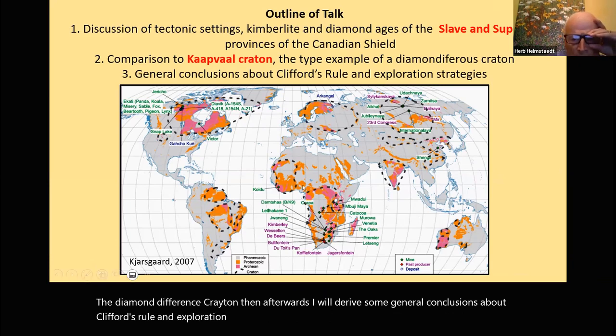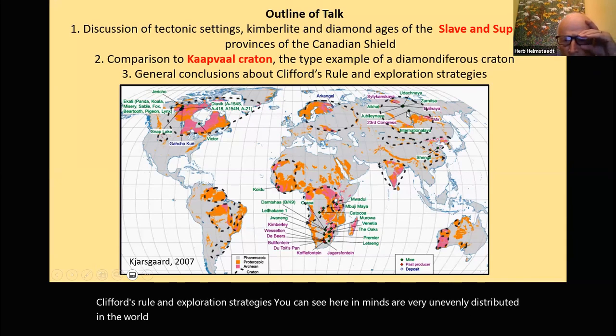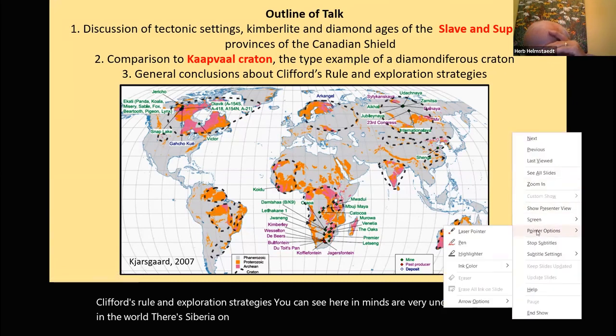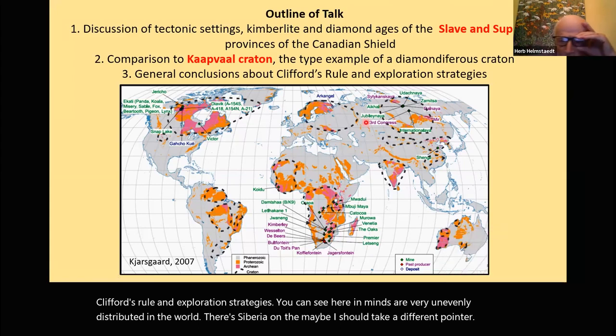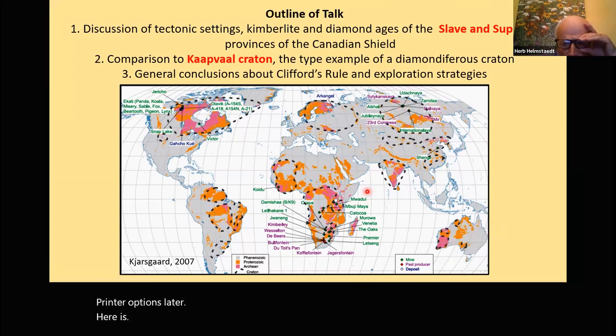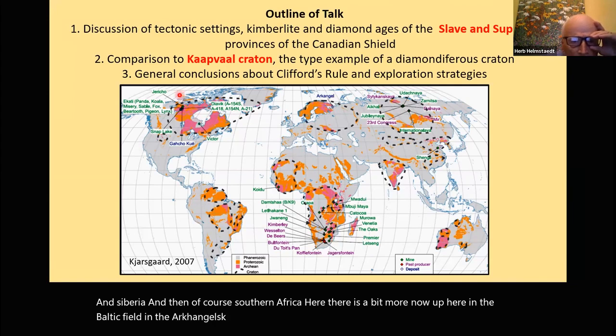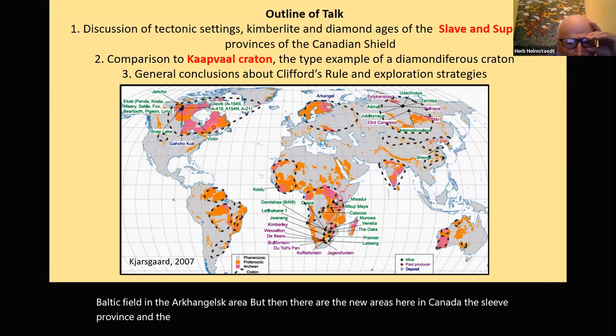You can see here, mines are very unevenly distributed in the world. There's Siberia. Then of course, Southern Africa here. There is a bit more now up here in the Baltic field, in the Arkhangelsk area. But then there are the new areas here in Canada, the Slave province and the big Superior province down here, where we have also now 2 diamond mines.